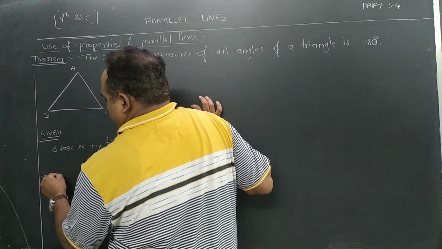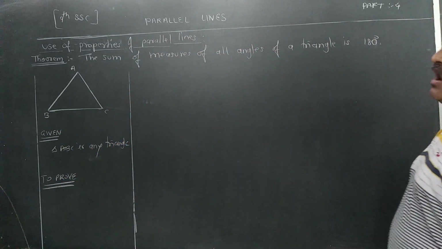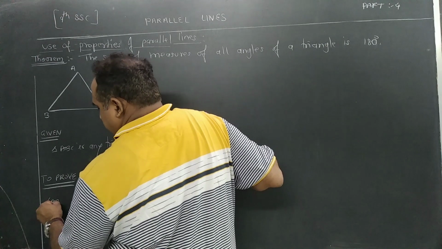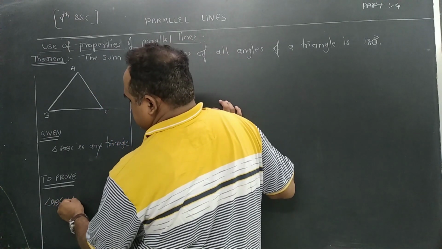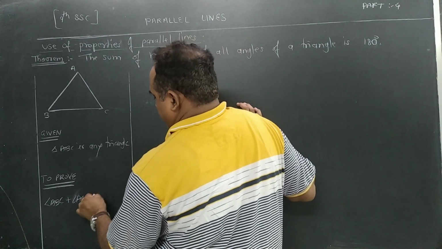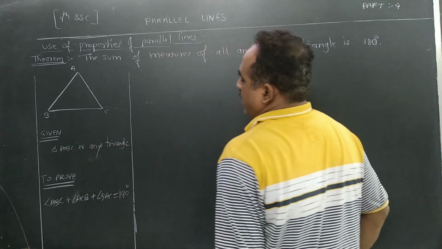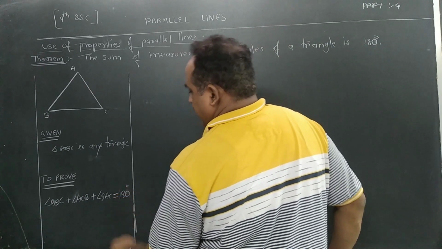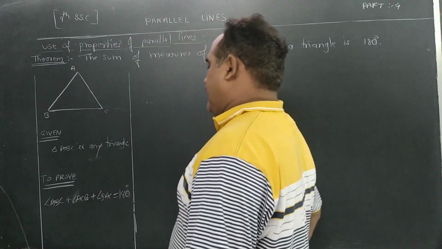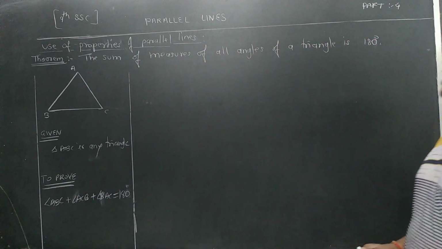And what are we going to prove? The sum of the measures of all angles of a triangle is 180 degrees. Means angle ABC plus angle ACB plus angle BAC is equal to 180 degrees. Once again, angle ABC plus angle ACB plus angle BAC is equal to 180 degrees, that we are going to prove.